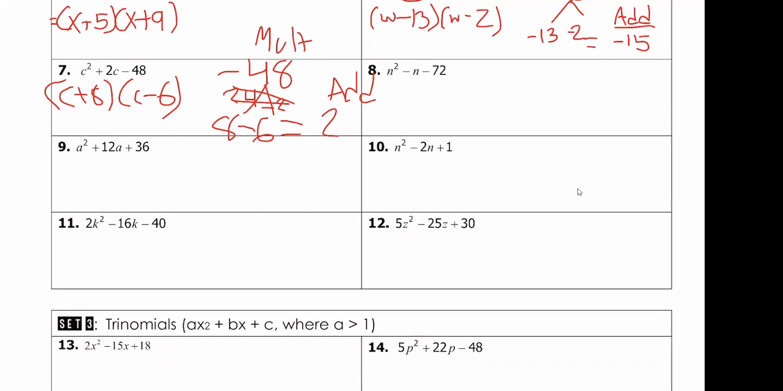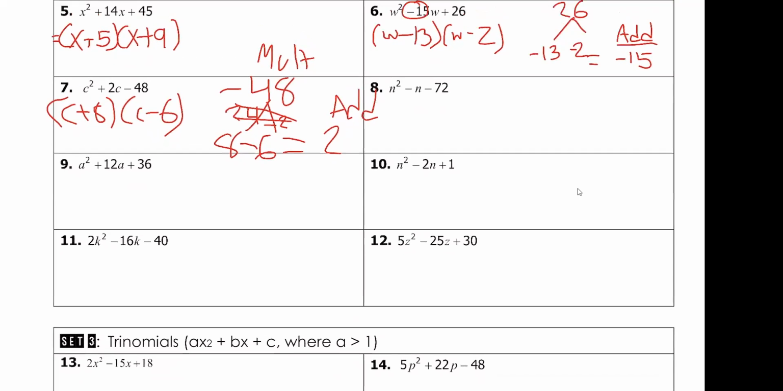How about you guys try, I don't know, 8, 9, and 10? We'll talk about 11 and 12. This is where we're going to get to; once we finish this, I'm going to cut it off. We'll look at the other sections tomorrow.